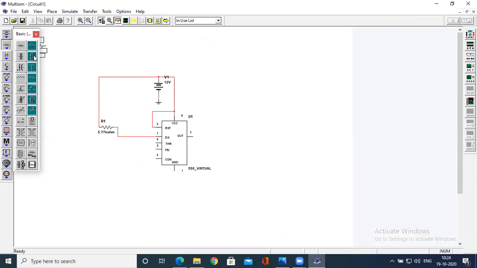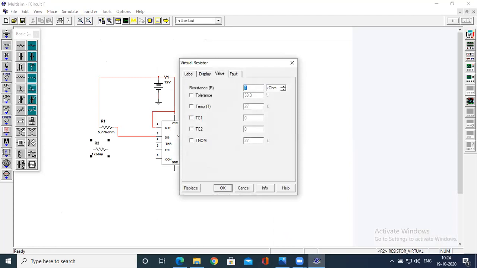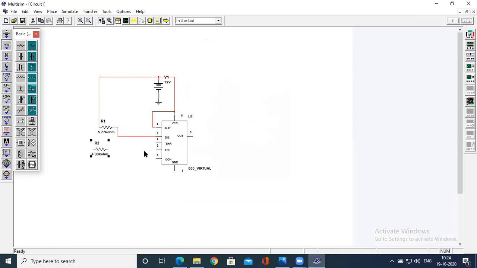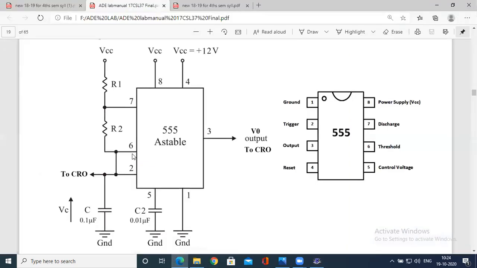So I'll take one more virtual resistor. Its value is 4.33 kilo ohm, right? One end has to be connected to pin number 6, and the other end to pin number 7, right? Pins 6 and 7 are shortened through a resistor.